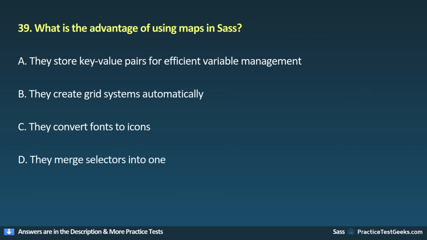39. What is the advantage of using maps in SASS? A. They store key-value pairs for efficient variable management. B. They create grid systems automatically. C. They convert fonts to icons. D. They merge selectors into one.